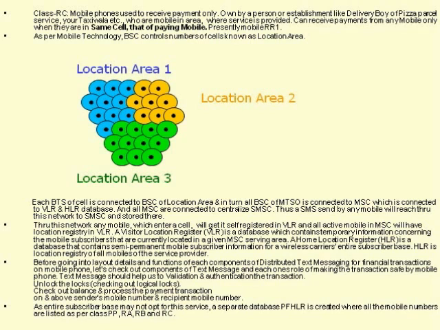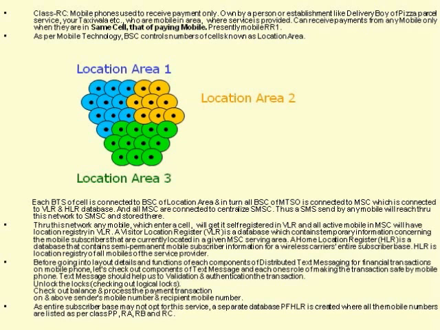A visitor location register, VLR, is a database which contains temporary information concerning the mobile subscribers that are currently located in a given MSC serving area. A home location register, HLR, is a database that contains semi-permanent mobile subscriber information for a wireless carrier's entire subscriber base. HLR is the location registry of all mobiles of the service provider.